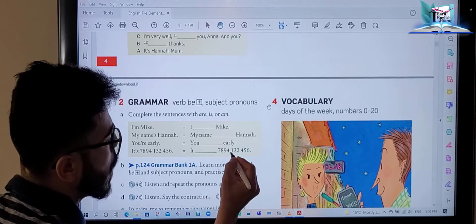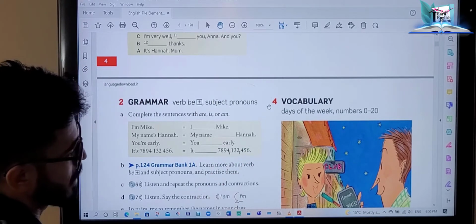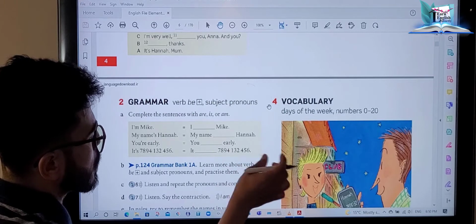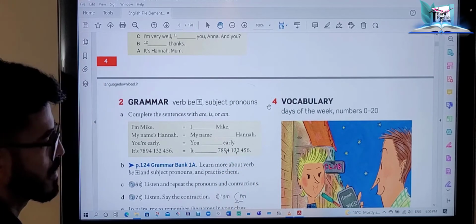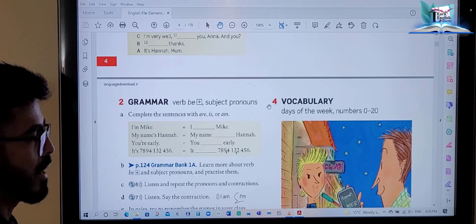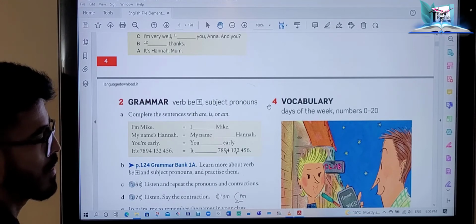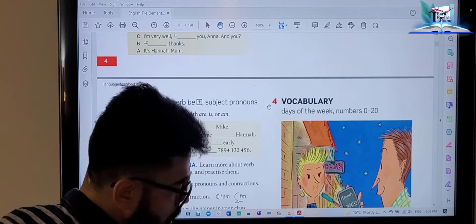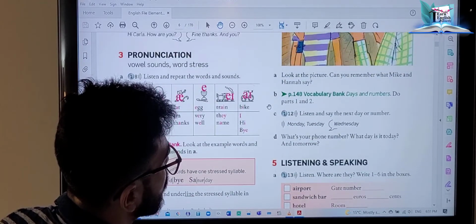You know why we left spaces here? So, we are going to read the phone number like this. Or, you can go 33, then 4. Okay, like 7894132456. So that's the way we read the phone number. Now you tell me what is your phone number, okay?